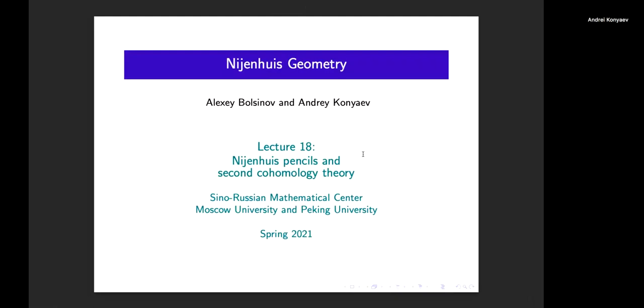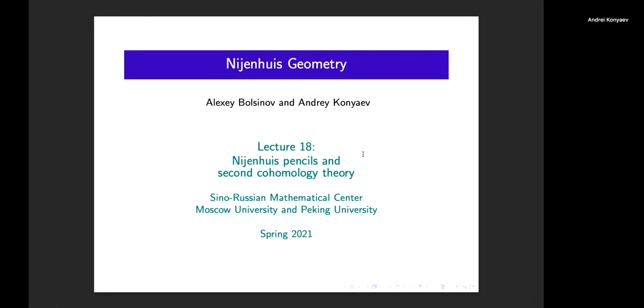So today we kind of finish up the cohomology part of our lectures, in the sense that we cover two more important topics. One is called Nijenhuis pencils, and the other is called the second cohomology. You'll see there are some important words.